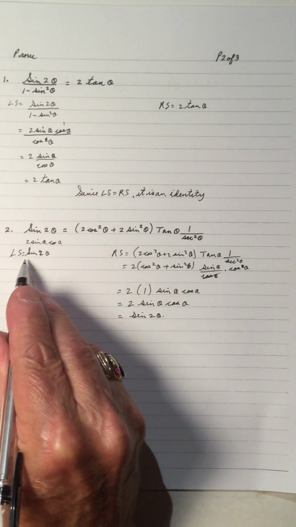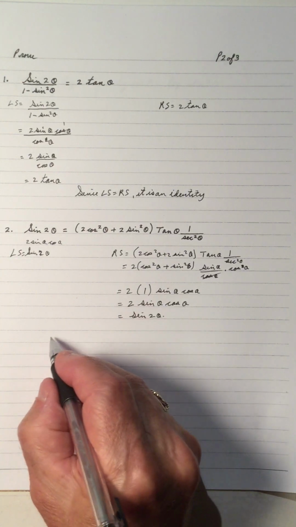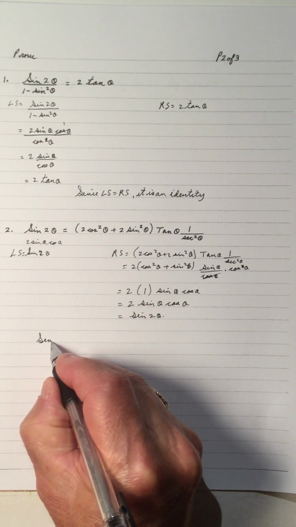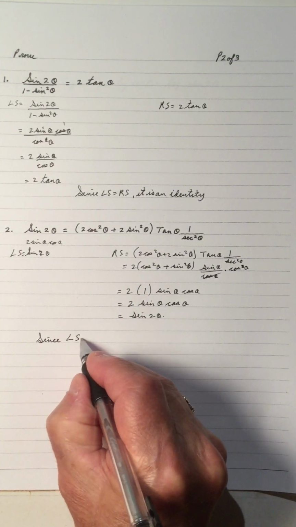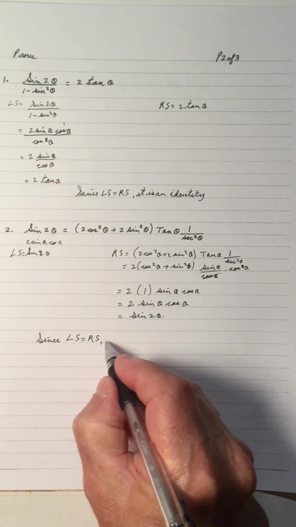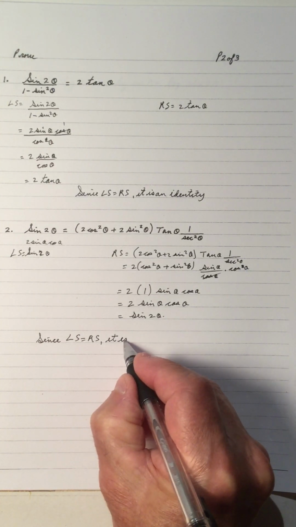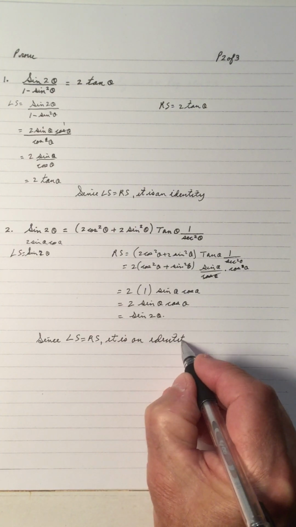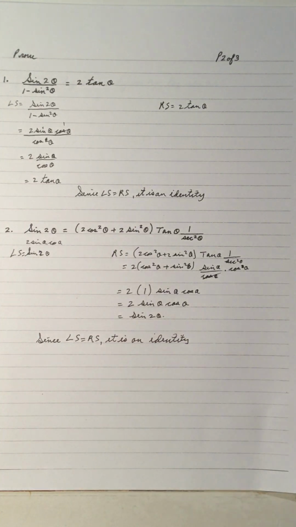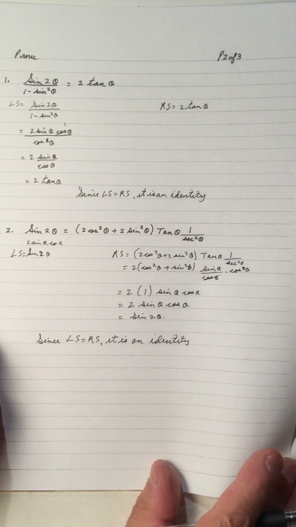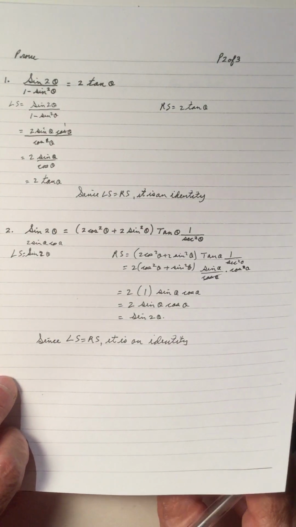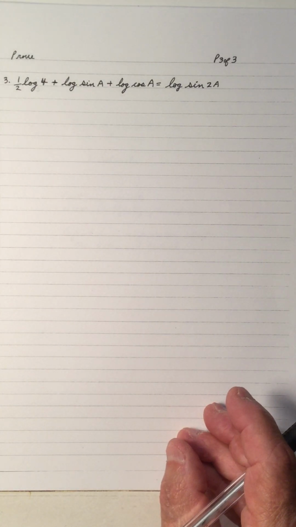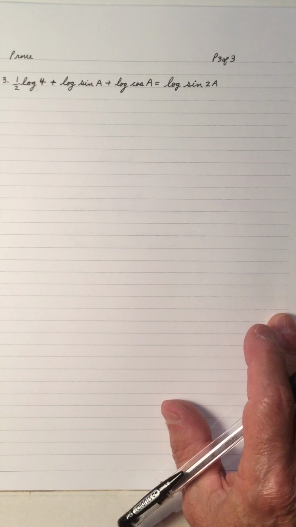And again, the left side equals the right side. So write down the statement: since the left side equals the right side, it is an identity. Okay, that's 2 done. Again, we're using sine 2 theta is 2 sine theta cos theta. Just some proofs on that.